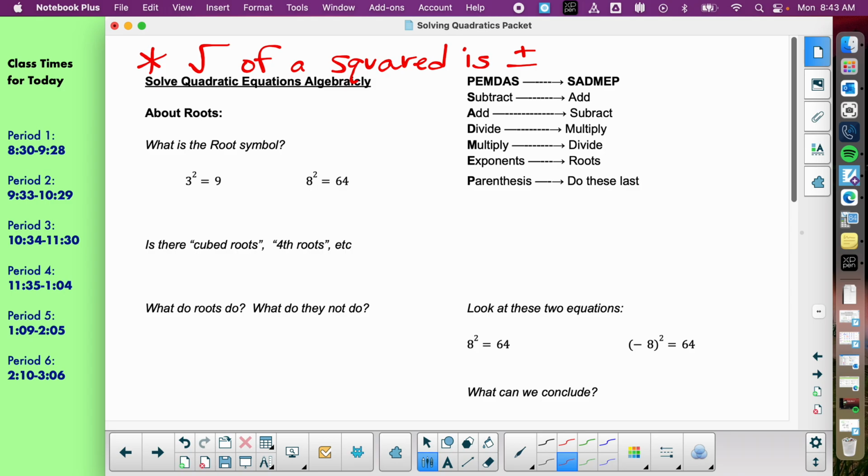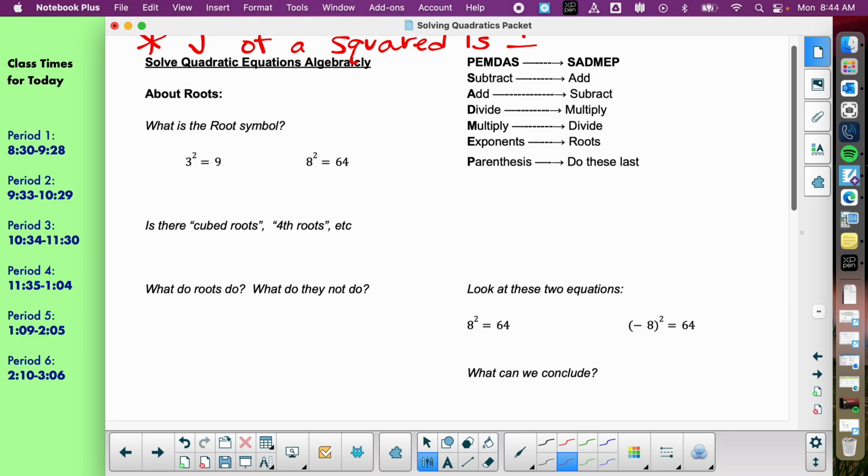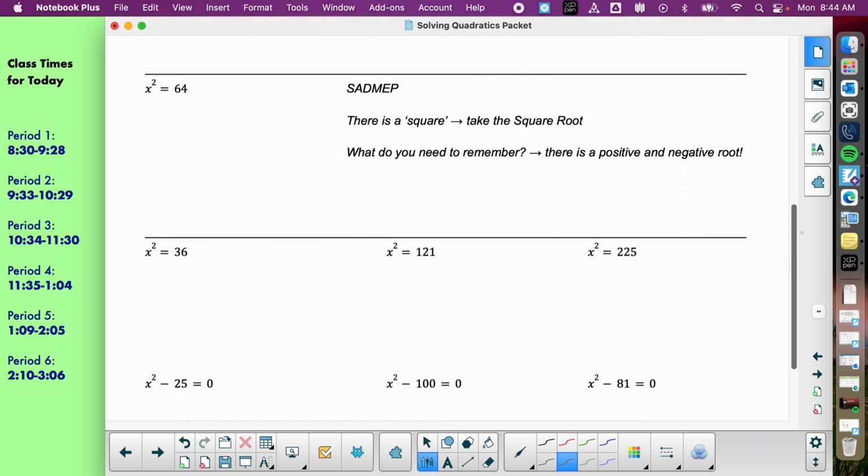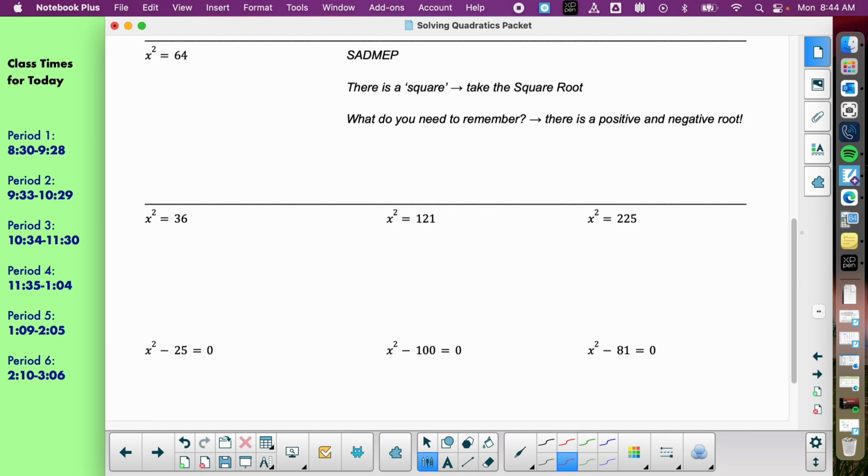And all it's saying is if you do the square root of a squared, it's plus or minus. If you have a square root symbol on its own, there's no plus or minus. Like if you're just doing the square root of 16, that's 4. It definitely is kind of confusing and weird, but that's all right. We'll work through it. Okay, so we've got x squared equals 64.